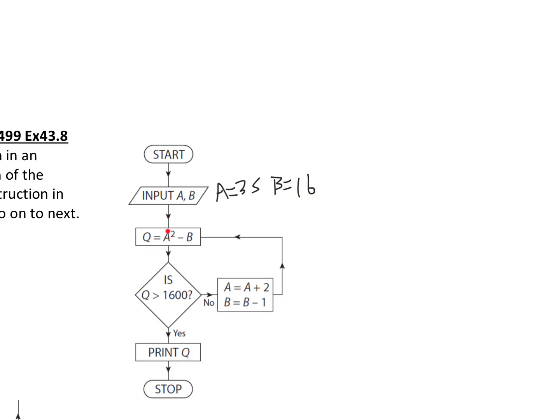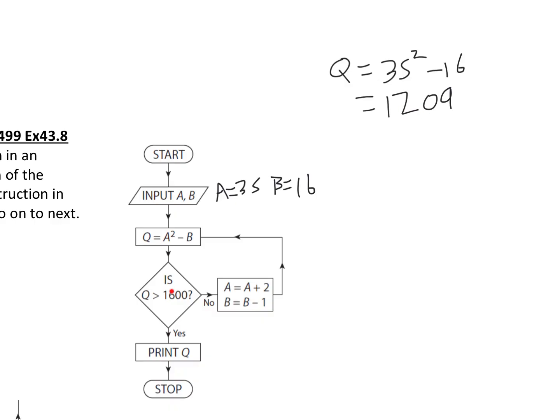And then you would follow this here, and you would do this calculation. Q is A squared minus B. So Q would be 35 squared minus 16. And the computer would work that out. Now we need to work it out as well, so we can answer the next question. So that is 1209. We work out Q, we follow the arrow, it says to go down, and it says is Q greater than 1600? And we know the answer to that is no.